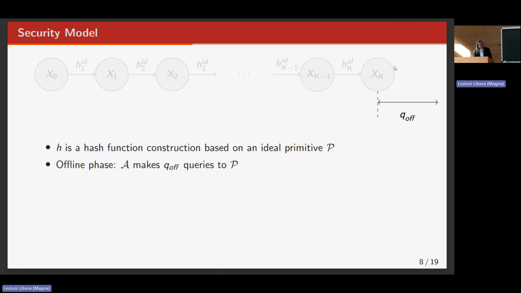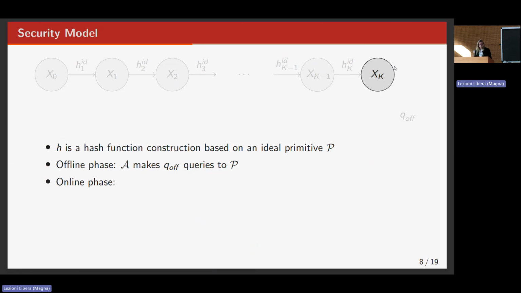So about the security model, here H is a hash function based on an ideal primitive P, and the game has two different phases. We have first an offline phase where the adversary has only oracle access to the ideal primitive, and it has a number of queries equal to Q-off. And typically, Q-off is going to be the largest number of queries that the adversary can do. And we will typically aim for 128 bits of security in the offline phase.